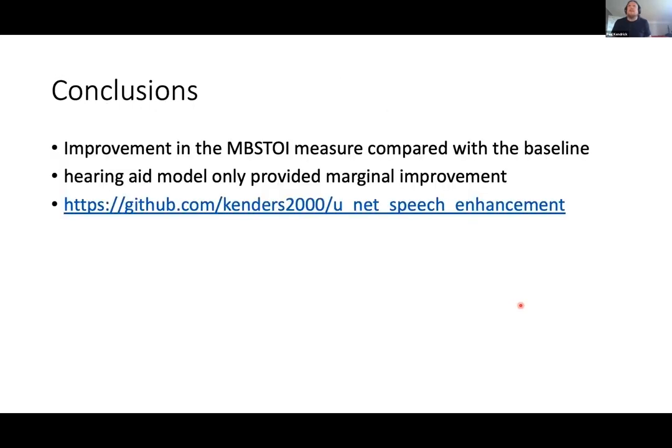So, some conclusions quickly. I've presented a method that improves over the baseline for the MB-STOI measure and for the percentage correctness, although we need to wait for the final results for that. My hearing aid model was rather compromised, unfortunately, due to some of my design choices and time, so there's definitely work to be done there. I've released all the code on GitHub, as well as all of the models. And what I found incredibly helpful was that there's a Docker image as well, which I found particularly useful.